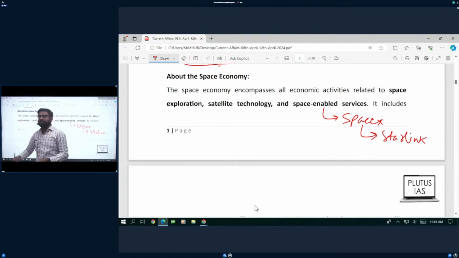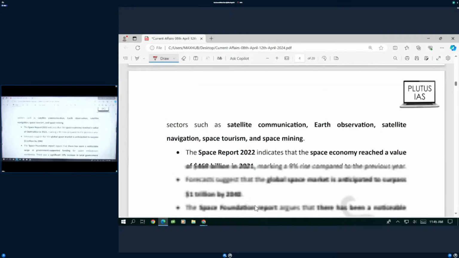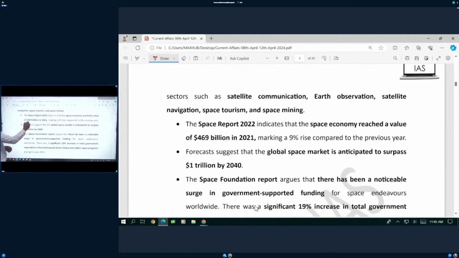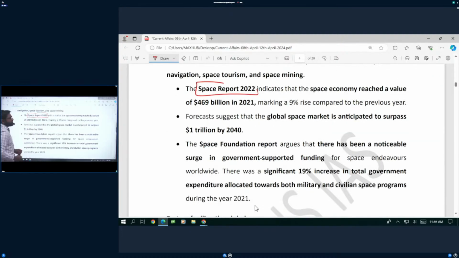It's a direct communication between you and a satellite. That is a big advantage and that is bound to happen. And that's why space economy is a very lucrative term nowadays. ठीक है? Clear everyone?